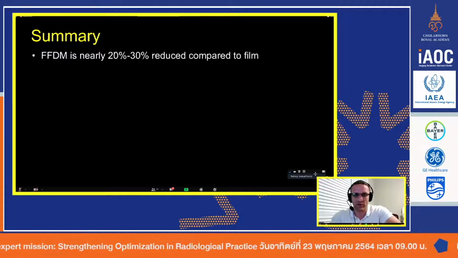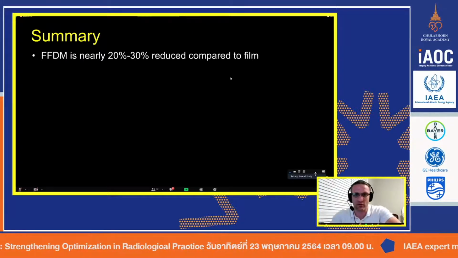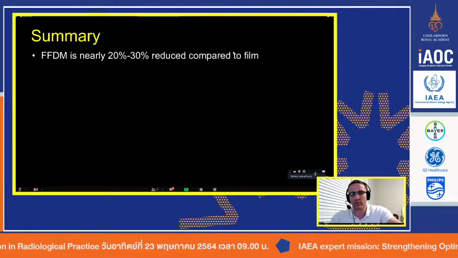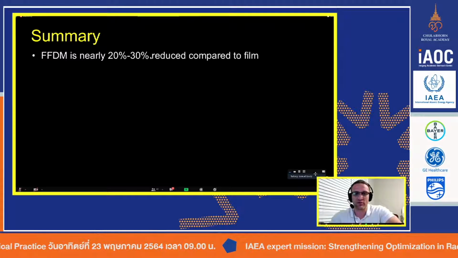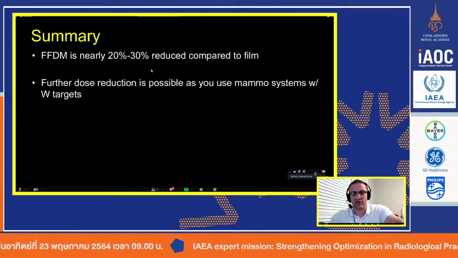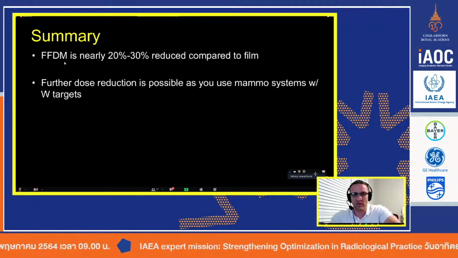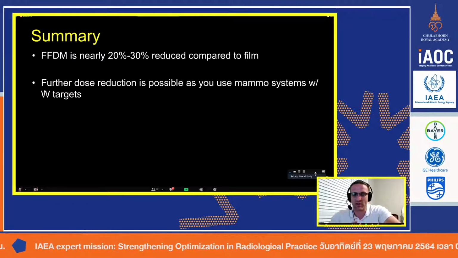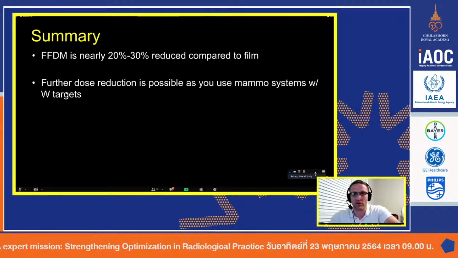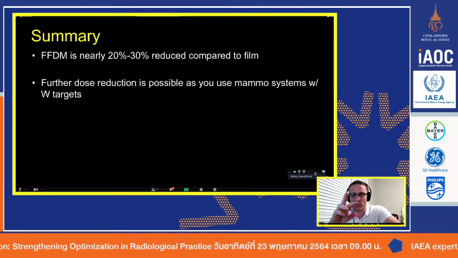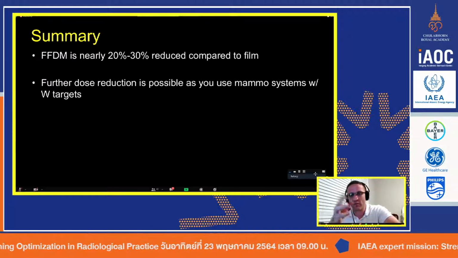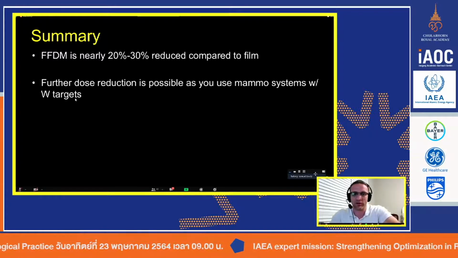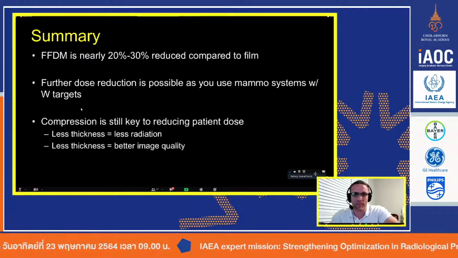So just in summary, full field digital mammography has made it possible to reduce doses in mammography by 20-30%, just straight up out the door. You buy a new system that's full field digital mammography compared to film, you immediately get about a 20-30% reduction. Additionally, if you move away from Moly and Moly Rhodium towards a tungsten-based target, you get more dose reduction. Remember, tungsten rhodium was about 40% lower than Moly, and a little less than Moly Rhodium.